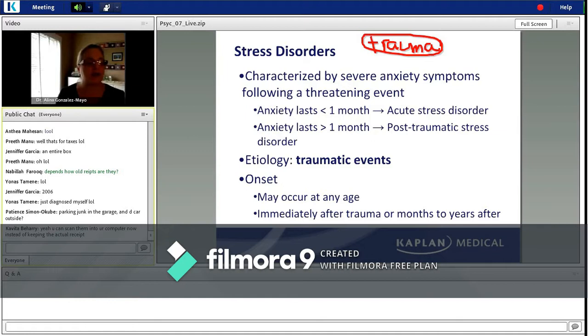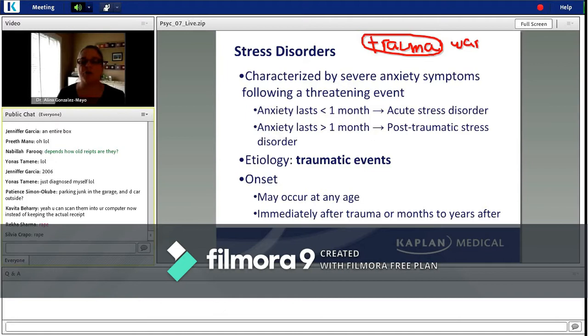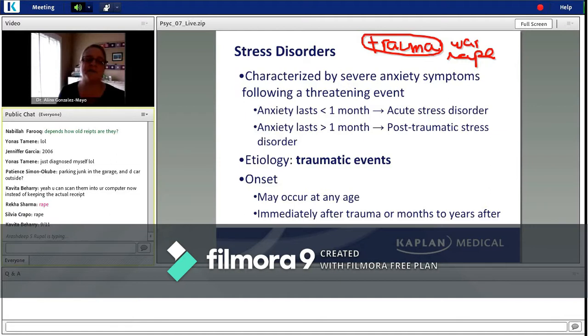What kind of stressors are we going to talk about? War, rape, tornadoes, tsunamis, earthquakes, floods. Like the people from all the events that have been happening in the world because of nature, those could be things for PTSD. People that are coming back from the war, people that survived 9/11, these are the types of things that you find. What's important about PTSD and ASD is that you look at the duration of the symptoms.